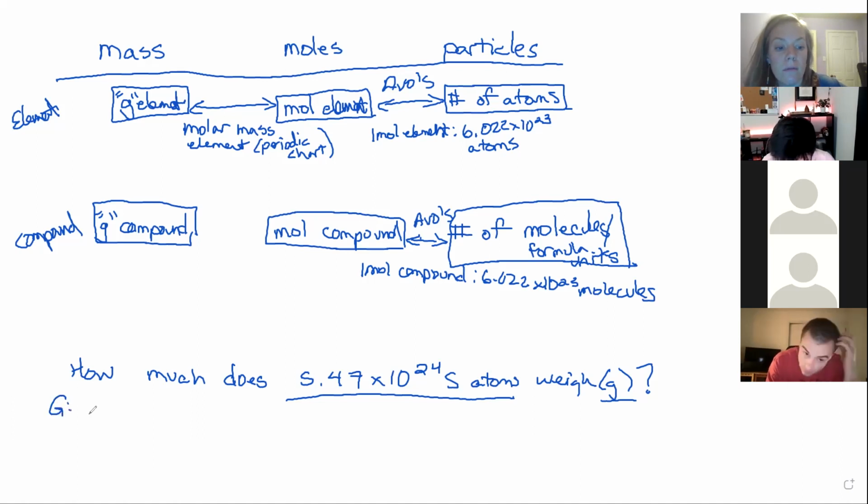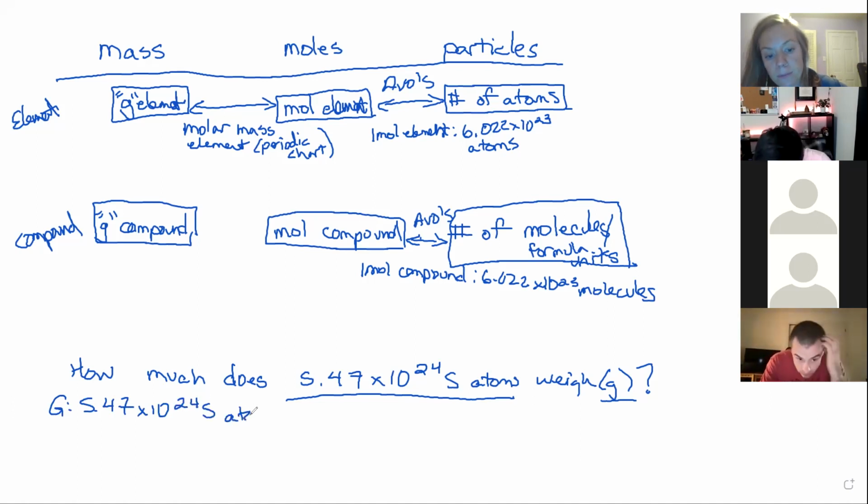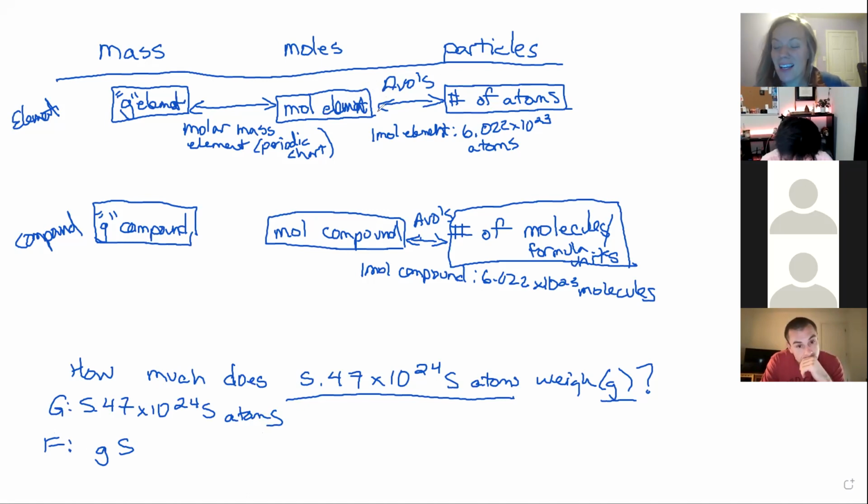We're given 5.47 times 10 to the 24th sulfur atoms. We're trying to find the mass of sulfur, grams of sulfur. So first step is Avogadro's number. The most common thing I see people do in these two-step problems is they'll use the molar mass here, and then they'll use Avogadro's number over here. Don't flip-flop those. Make sure you keep them in their respective places. So going from atoms to moles is going to require Avogadro's number.